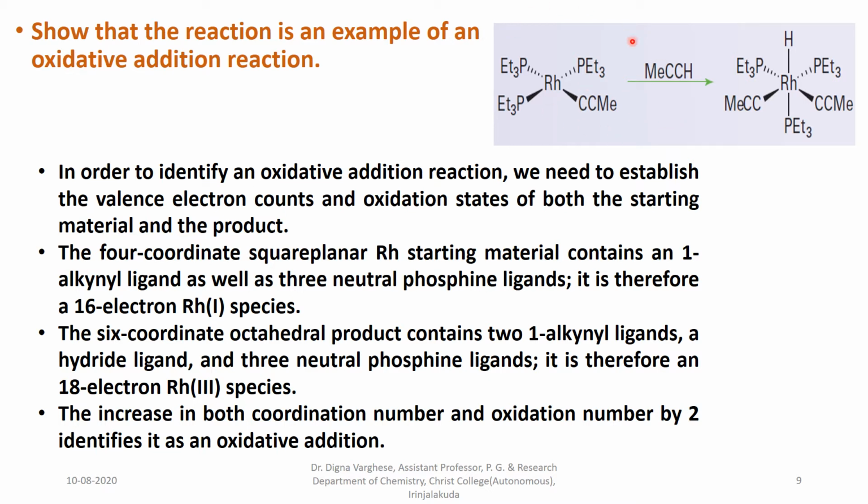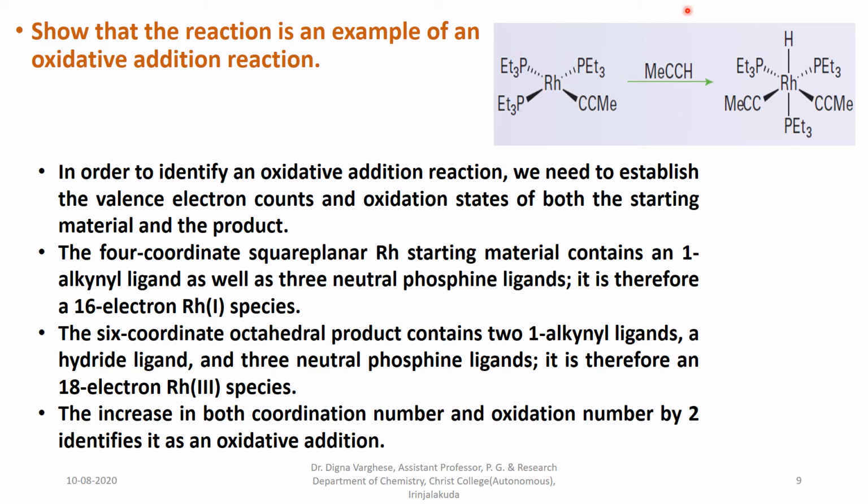In order to identify the oxidative addition reaction, we need to establish the valence electron count and the oxidation state of both the starting material and the product. The 4-coordinate rhodium complex starting material contains an alkenyl ligand and 3 phosphine ligands, neutral. It is therefore a rhodium-1, 16 electron species.